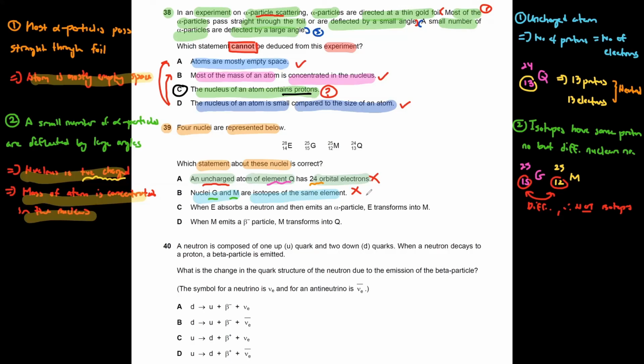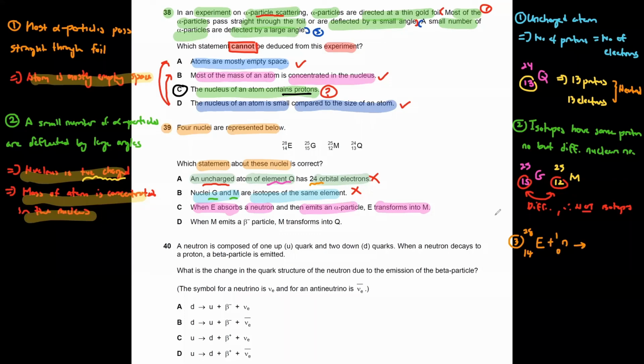Now, look at answer statement C. When E absorbs a neutron and then emits an alpha particle, E transforms into M. For this one, it's pretty straightforward. You just write out the nuclear equation. So you have E 28, 14. Let me write this properly. E 28, 14. It absorbs a neutron, so it should be on the left hand side here. It absorbs a neutron, 0, 1.